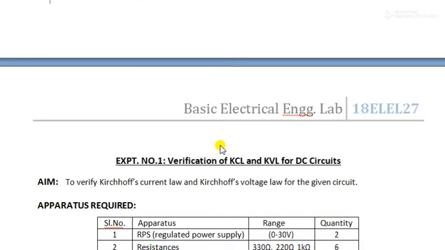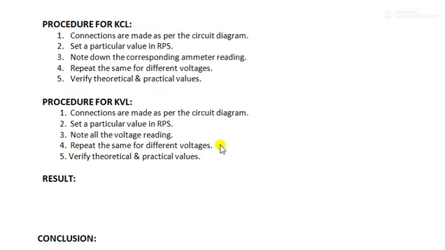Next we go to the procedure part of KVL and KCL. Connections are made as per the circuit diagram. We need to set a particular value in the RPS, say 5 volts, and then note down the corresponding ammeter readings, whatever ammeters are connected. Repeat the same for different voltages, for example 10, 15 like that. Verify the theoretical and practical values. You need to calculate the theoretical value first, and then verify it with the practical value.